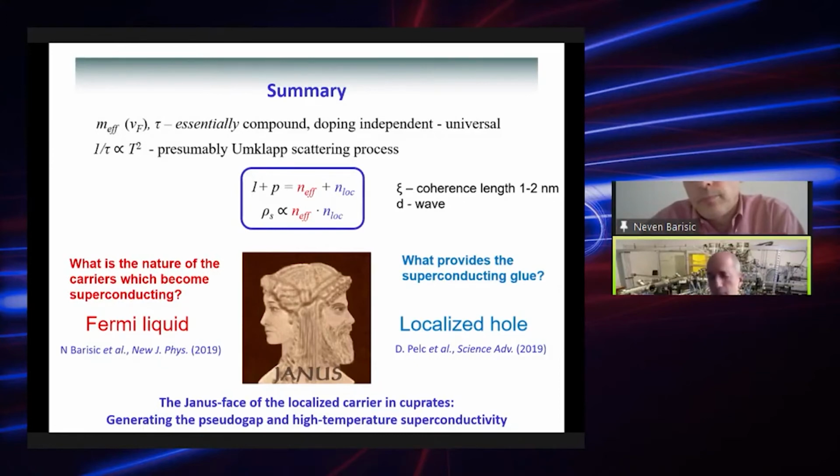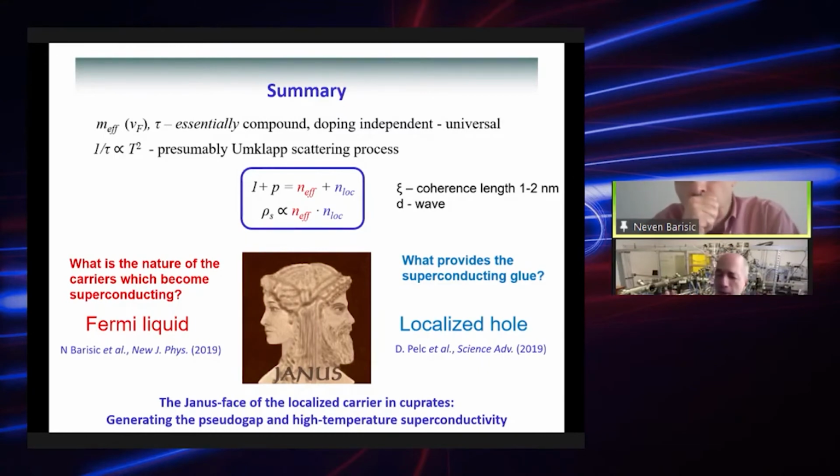But then what you're saying is, as we go overdoped, you have fewer of these localized holes, and you have more of the others. Let's say we come to the extreme near the end point, then we have really like 1% localized and 99% free ones. For this reason, your coupling, your pairing interaction is getting weaker, the gap is getting smaller, Tc is going down.